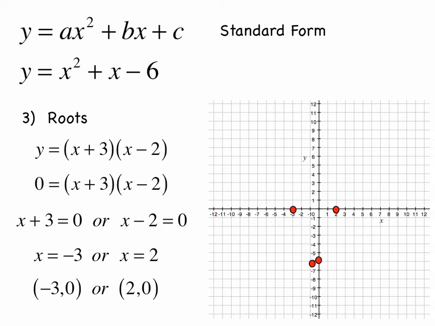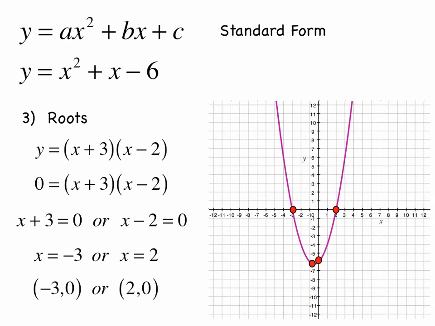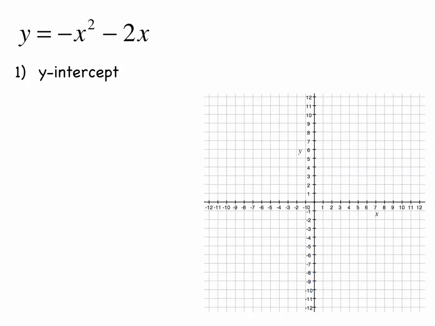Okay, now we have quite a bit of information. The a value here in this equation tells me it's a positive 1, meaning it's going to be concave up. I can kind of see the graph now. All I need to do is sketch in the rest of it. Let's try the next one.